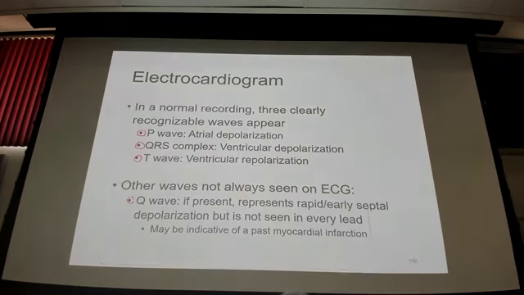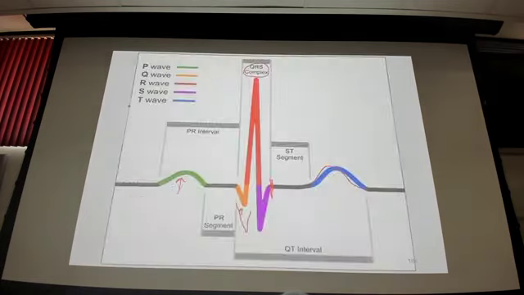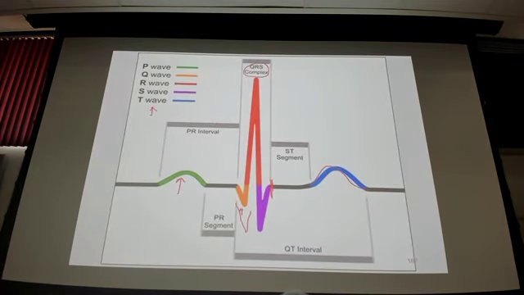So, and we go back, talk about waves, right? We have waves, and then we have segments, and then we have intervals. Intervals are generally between one wave and another. Segments are a wave and a flat part, and then the wave itself is obviously the deflection of the needle on the paper, okay?